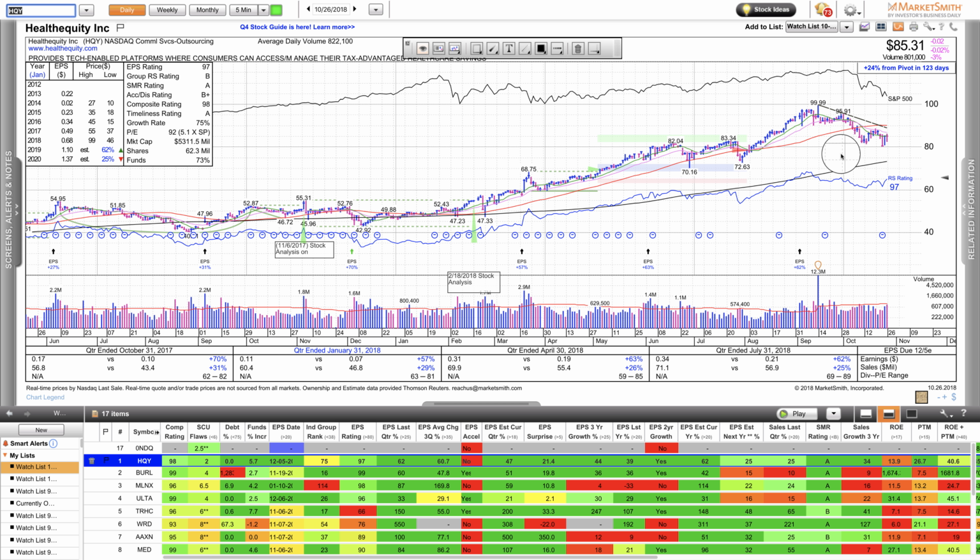Health equity. Okay, so what we notice on health equity is it had a beautiful run up and is basing. Not really a good double bottom, it's just basically a base. The RS line has been holding up okay, which is why we're looking at this thing. Earnings are decent, are good, great, and sales are decent, 25% sales growth. They have no 2 stock checkup flaws and no debt, 98 composite rating. Things are looking good on this one. This could be a wound spring.